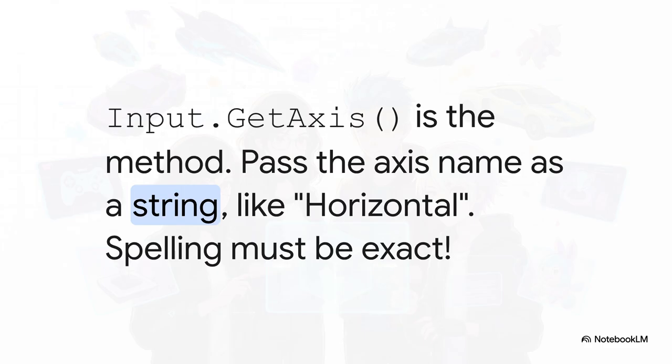Now listen up, because this tripped me up so many times when I was starting out. That string "Horizontal" has to be spelled perfectly. It is case sensitive. A lowercase h will not work. A pro tip: go back to the input manager, literally double-click the name, copy it, and then paste it directly into your code. You'll save yourself a headache, trust me.